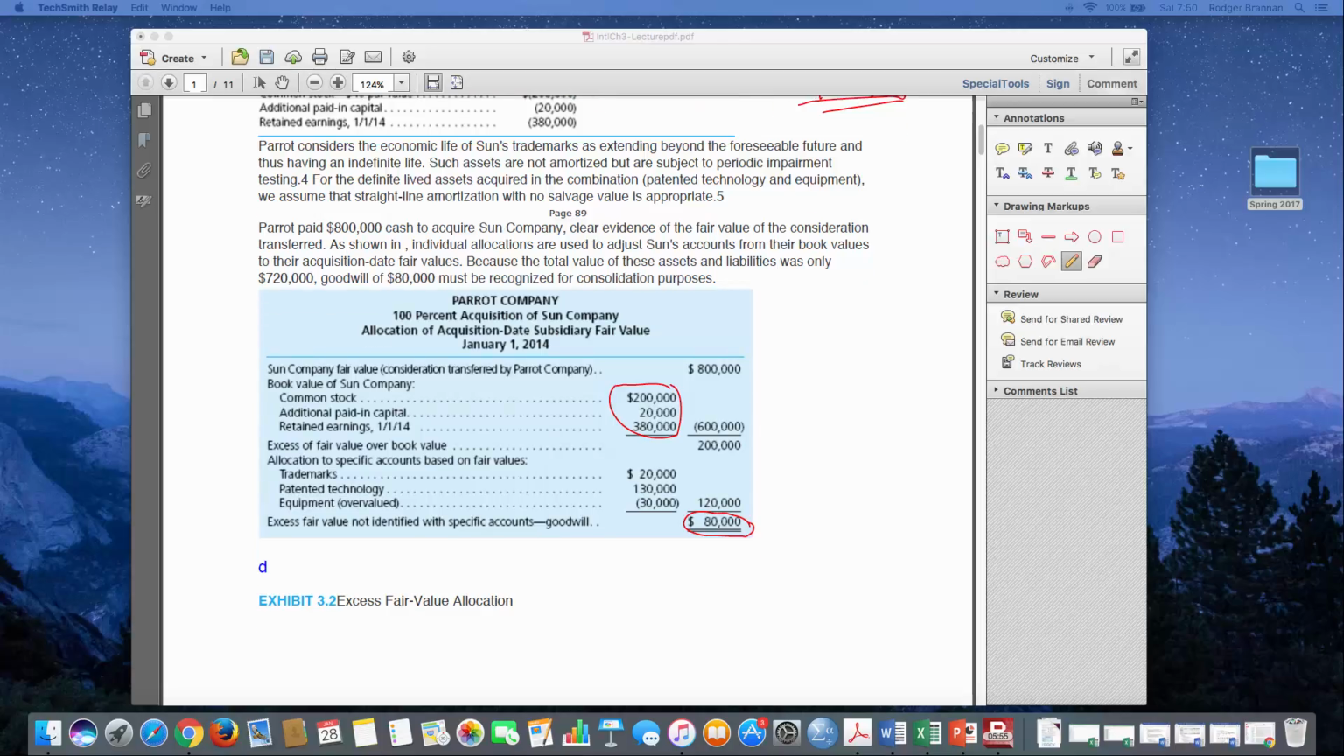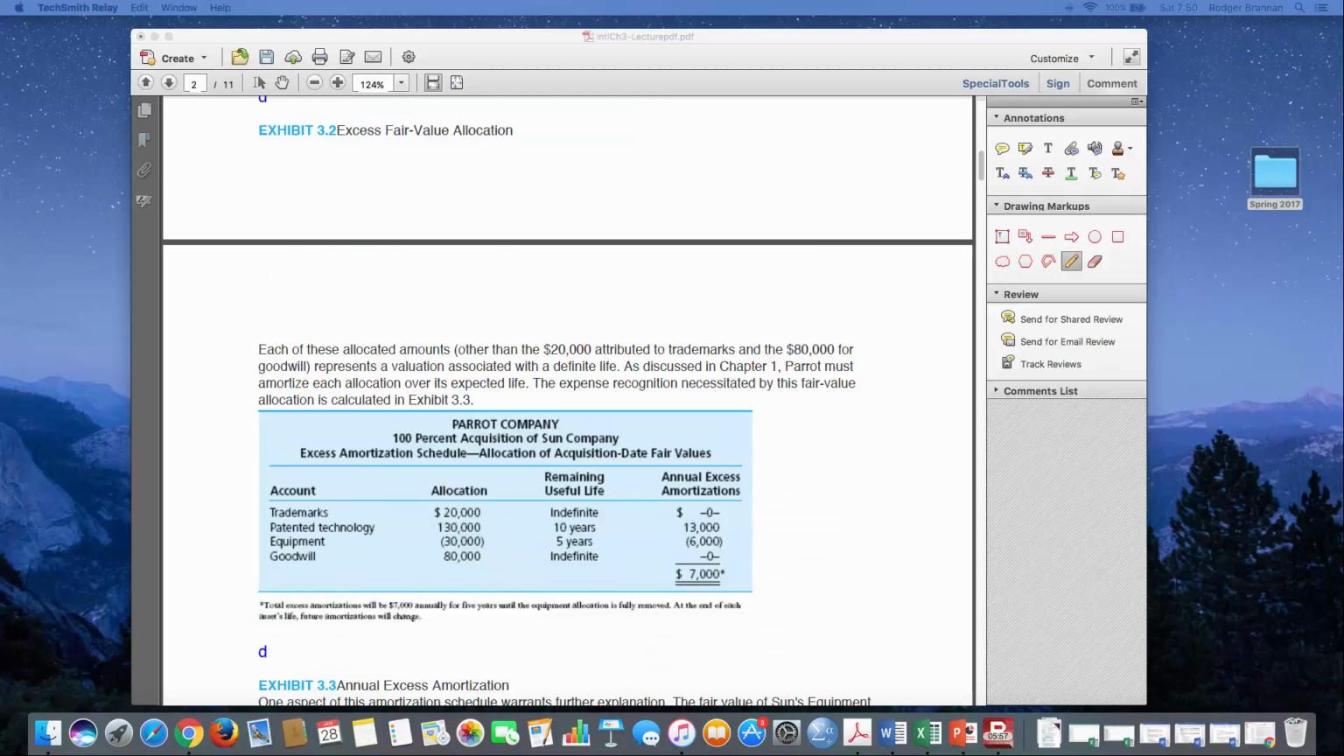Now this problem doesn't ask you to do that. It kind of jumps in and says, okay, look, we made the acquisition. We know that you know how to make that consolidation at the point of acquisition.